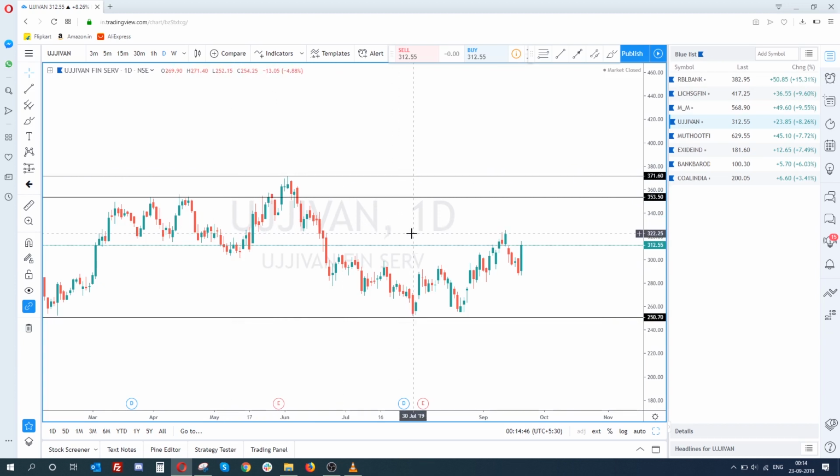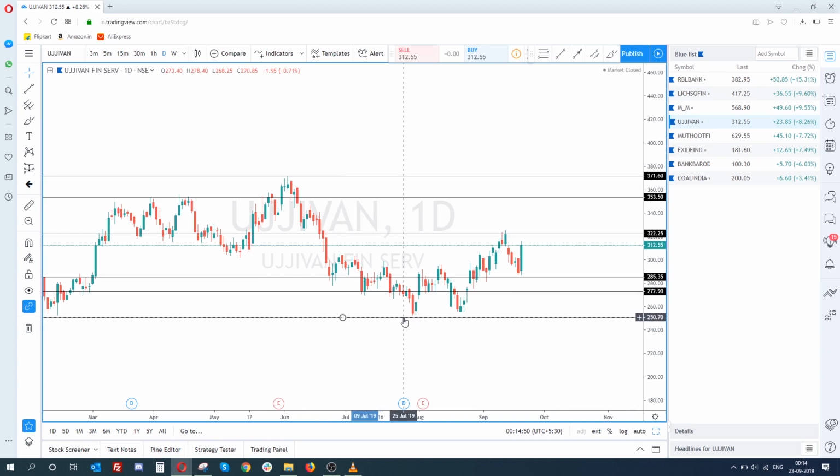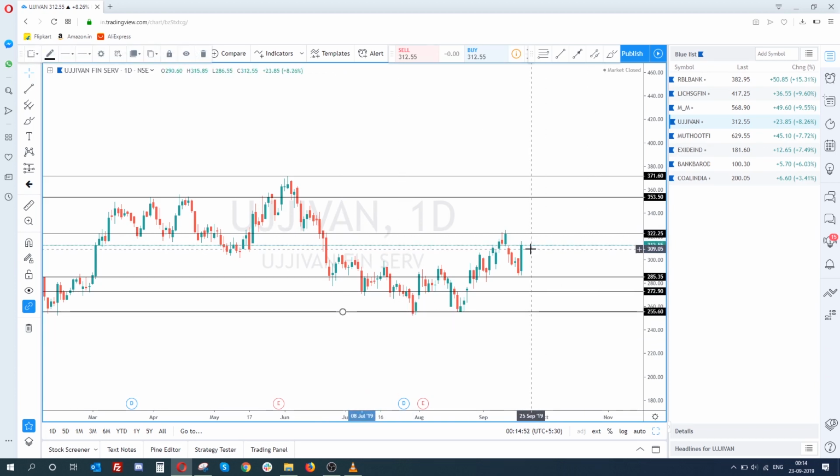support and resistance. So this one doesn't tell me the story of Ujjivan, right? Every stock has a certain personality, guys. I cannot see the personality of Ujjivan if I draw a pattern like this, I mean, support and resistance.